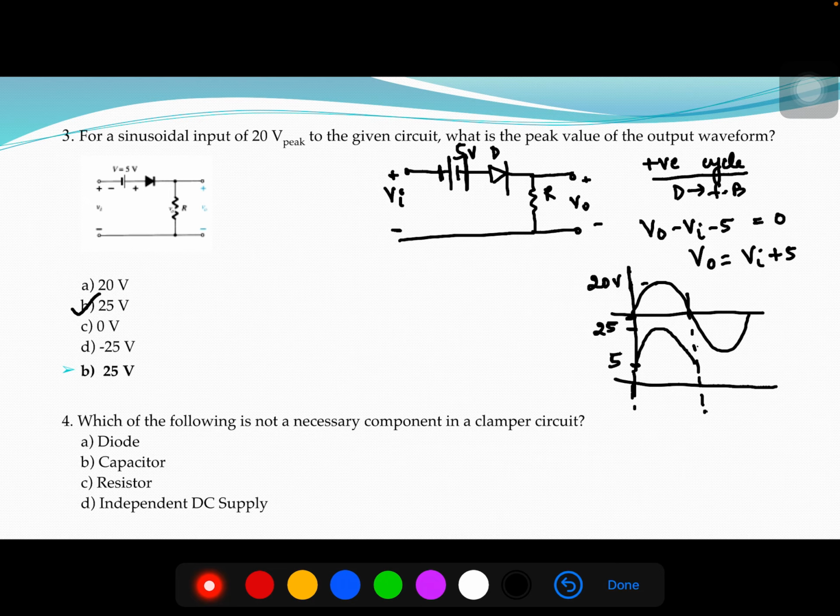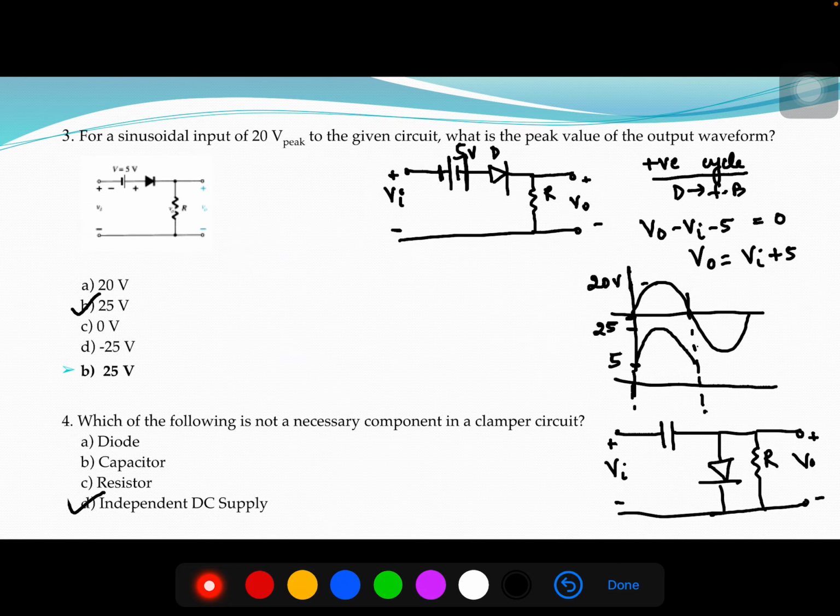Next question is, which of the following is not a necessary component in a clamper circuit? For this you have to recall the circuit of a clamper. The circuit of a clamper is something like this. A clamper must have a diode, it must have a resistor, it must have a capacitor, and the Vi can be a sinusoid. It can be an AC signal. So it's not necessary to have an independent DC supply over here. You can have it, but it's not necessary. So the option is D.